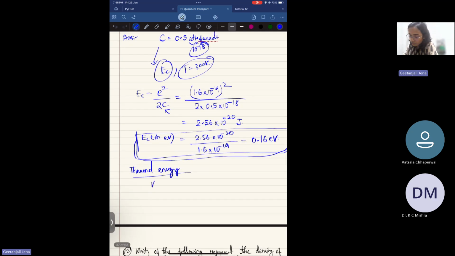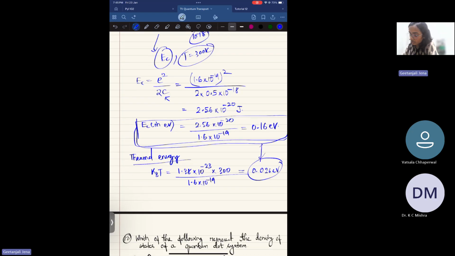So thermal energy for temperature 300 would be 1.38 × 10^-23 × 300, divided by 1.6 × 10^-19 so that I can calculate it in terms of electron volt. This will be KBT, which comes to 0.026 electron volt.